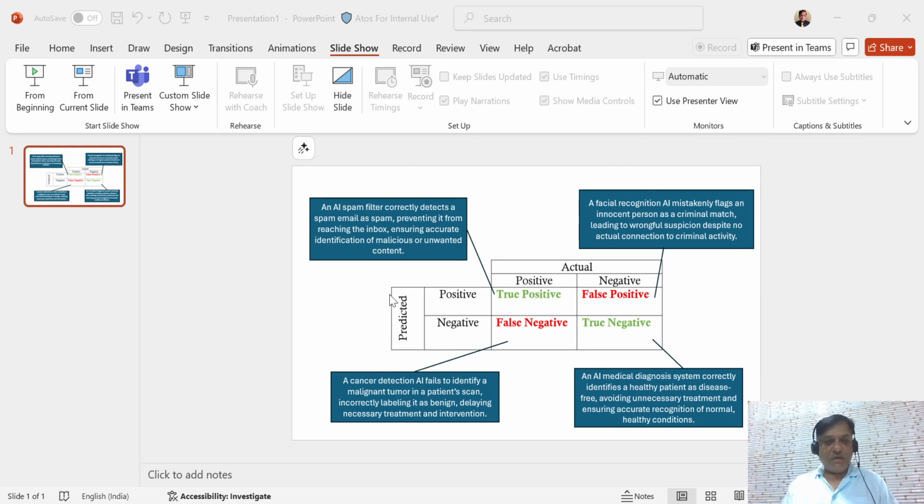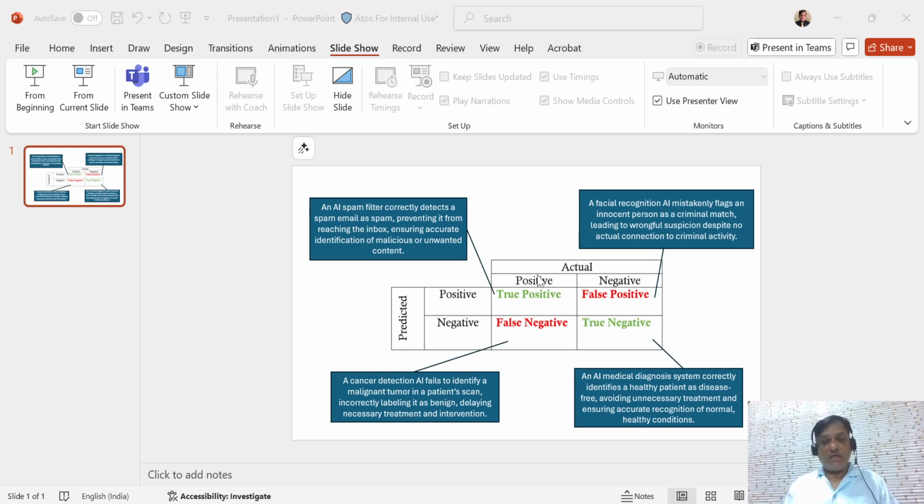And in AI, based on what is predicted and what the AI actually shows, if it is predicted as positive and it shows positive, then it becomes true positive. If it predicts negative but it actually shows positive, that is called false negative. If we predict positive but it actually shows negative, then it is false positive. And if it is predicted as negative and actual is also negative, then we show true negative.